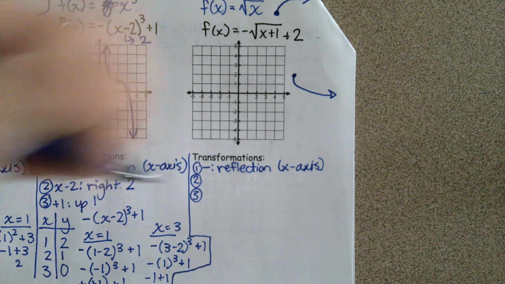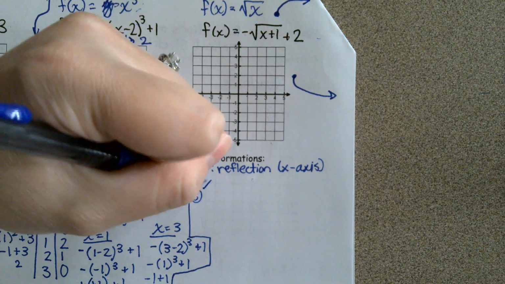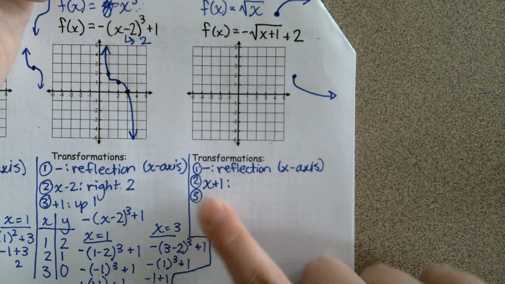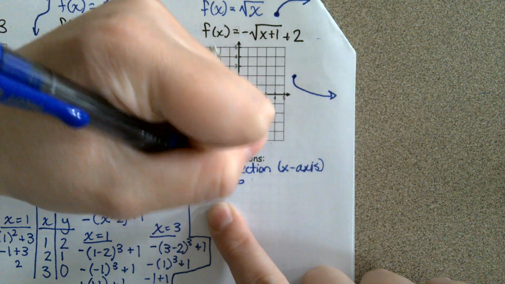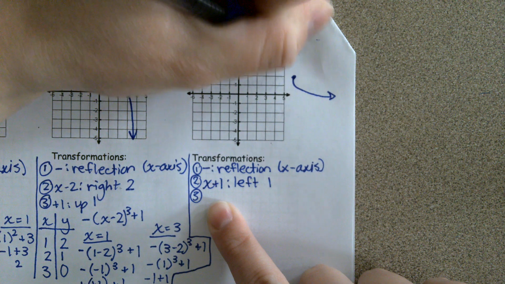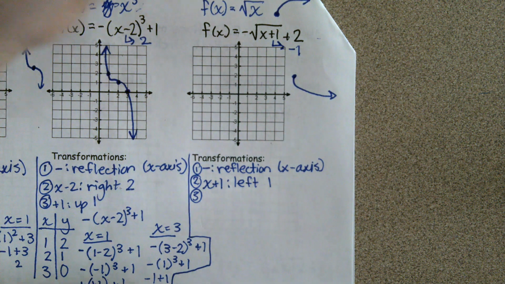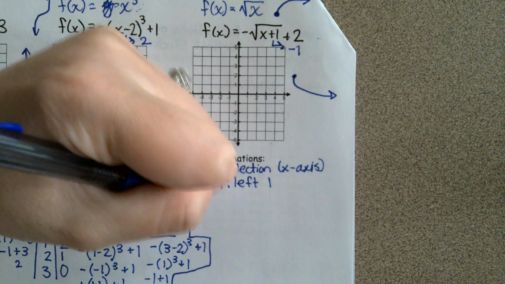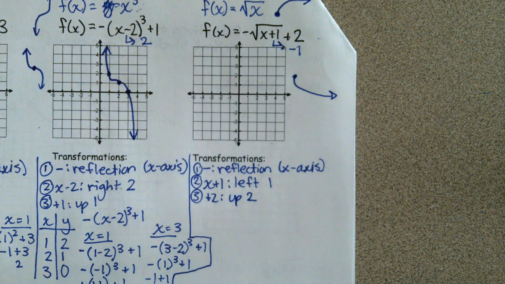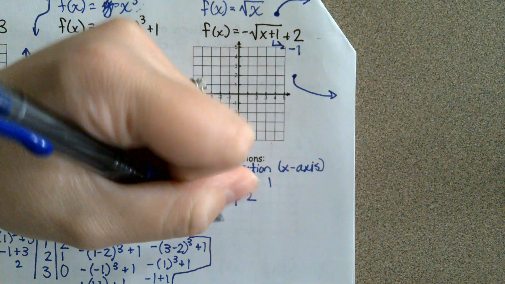Something to keep in mind: x plus 1. Since it's with the x, we do the opposite. So this looks like right 1, but it's actually left 1. So again, that looks like a negative to us. And then the plus 2 means up 2. All right, now we make our t-chart.